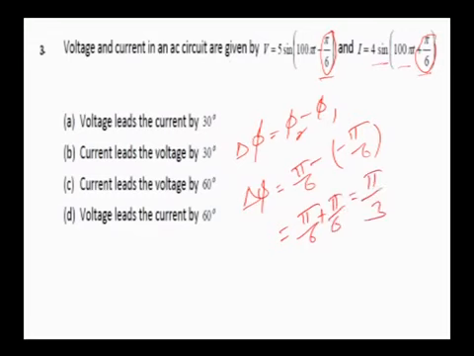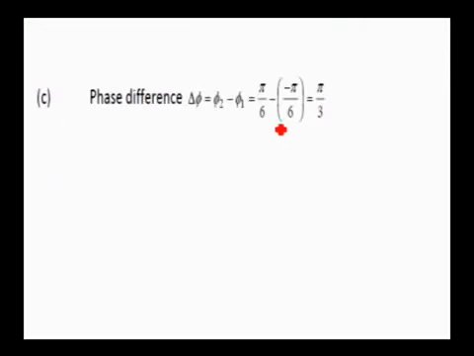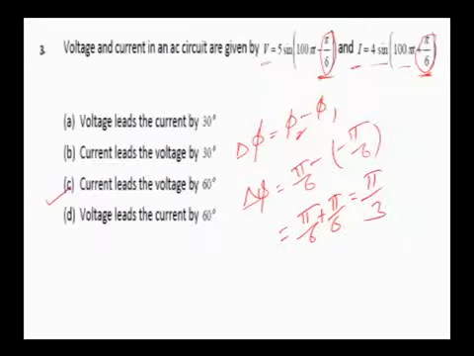Which is leading here? Look, voltage has minus π/6 and I has plus π/6. That shows current leads voltage by 60 degrees. It's option C. Why does current lead? Because current is plus π/6 and voltage is minus π/6.